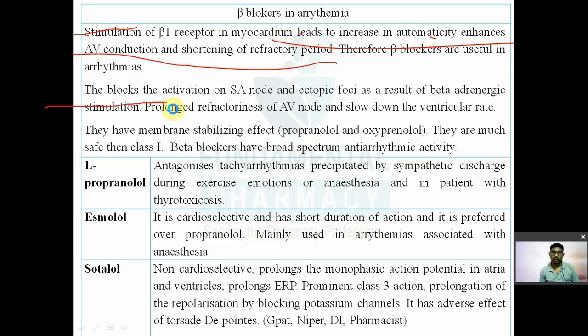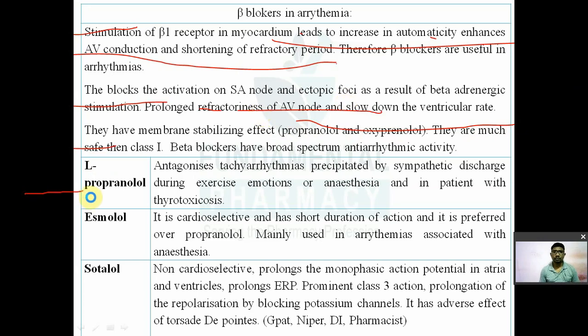Blockage of the beta receptor results in a decrease in the activation of the SA node and ectopy, which results in prolonged refractoriness of the AV node and slows down the ventricular rate. They also have a membrane stabilizing effect in addition to beta blockade, for example propranolol and oxprenolol. These two have a membrane stabilizing effect in addition to beta blockage, which means they will also block some sodium channels.